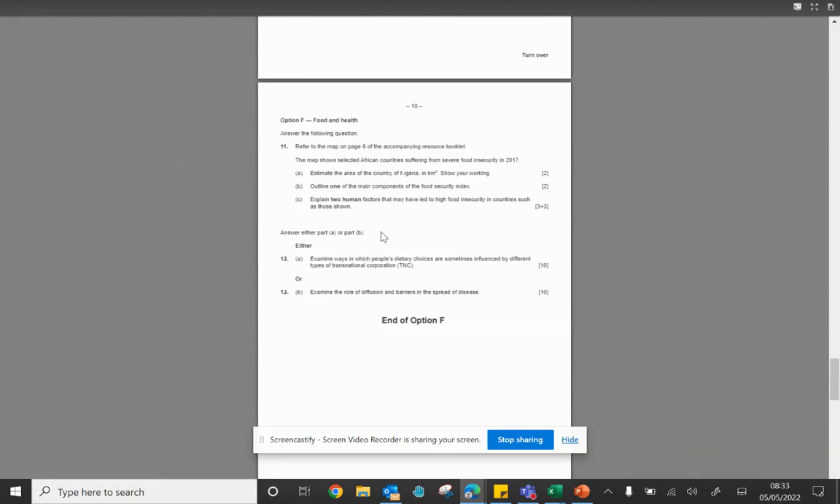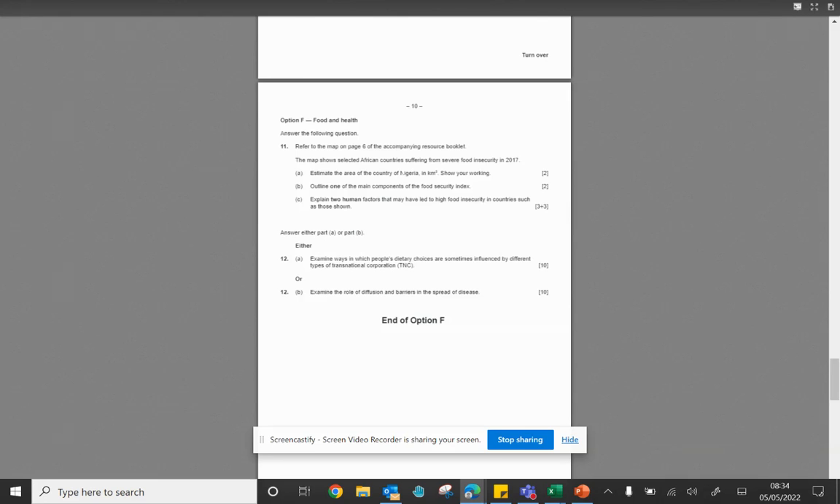Last question, the structure is a 3x3. So we should ideally be laying this out as 2 different paragraphs. What you'll get in here is 1 mark for a human factor that causes food insecurity, and then 2 marks for the development. So the question is, explain 2 human factors that may have led to high food insecurity in countries such as those shown.